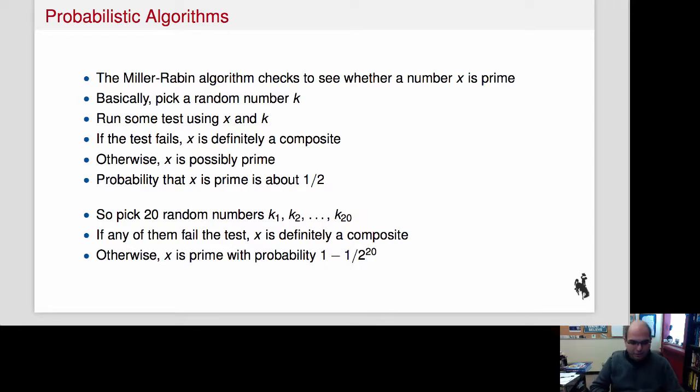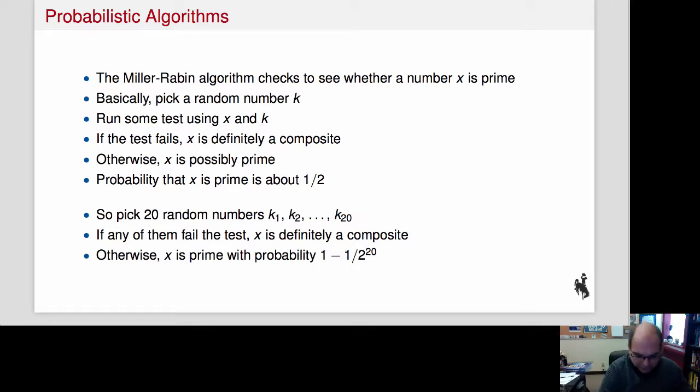Right? So let's say that one of them fails the test. Okay, it's composite. We're done, right? We were 100% right. All of them pass the test, right? The probability that one of them passes the test, and it shouldn't because the number x is prime, is a half. But they're independent. So the probability that they all say prime, even though x isn't prime, is 1/2 times a half times a half times a half, 20 times.